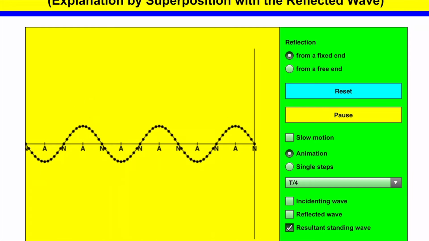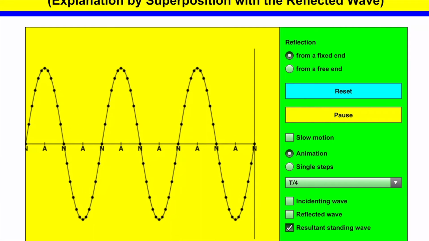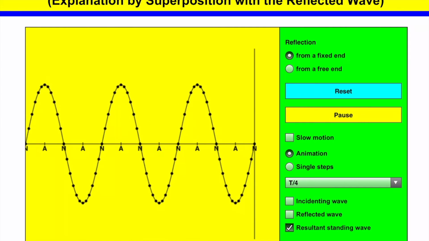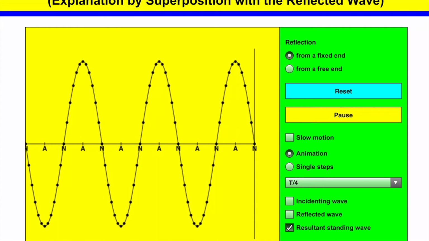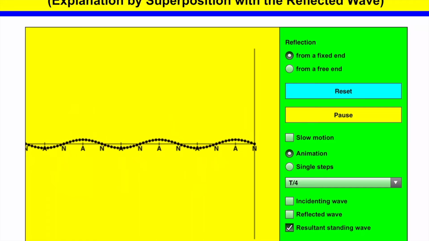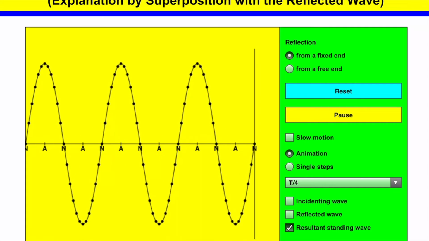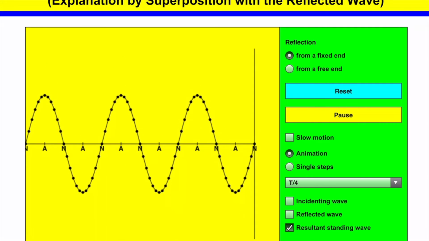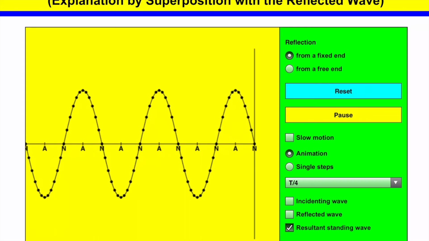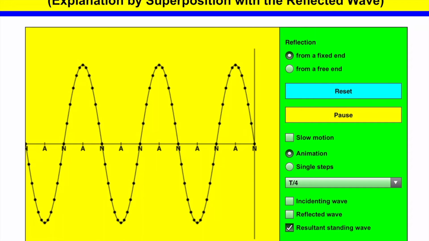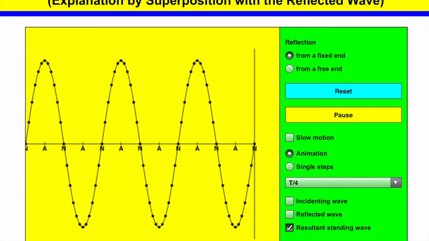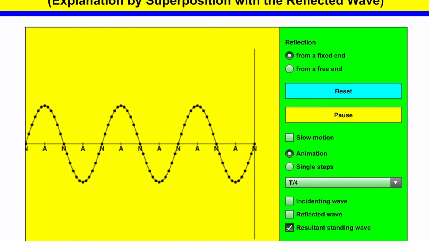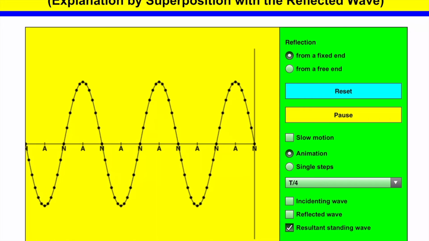You'll notice if I asked you, is this resulting waveform moving to the right or to the left? You'd probably look at that and go, it's not moving right or left. The particles are bouncing up and down, creating sort of a waveform shape, but it doesn't appear to be actually moving either to the right or to the left. So it's a wave, but it's standing still in a sense. It's not moving to the right or to the left. It is a standing wave.